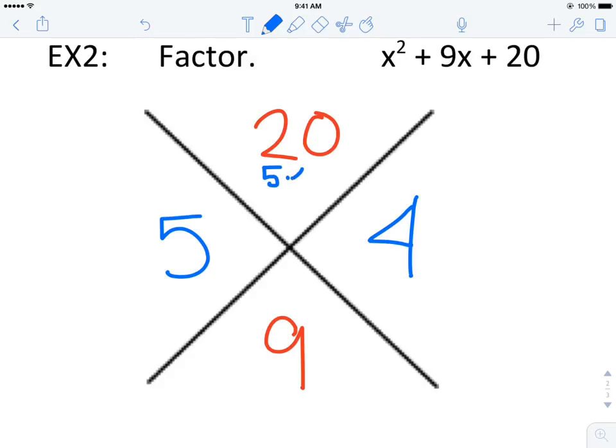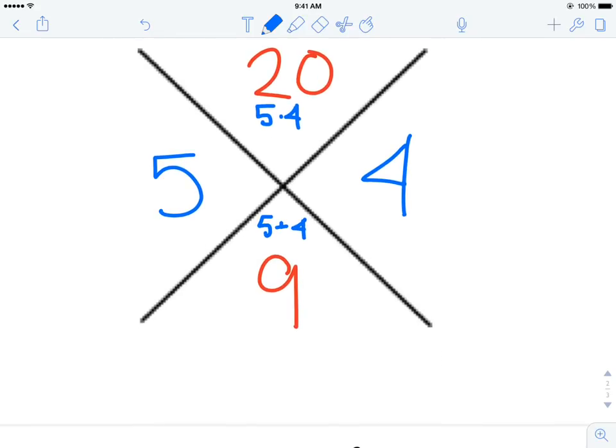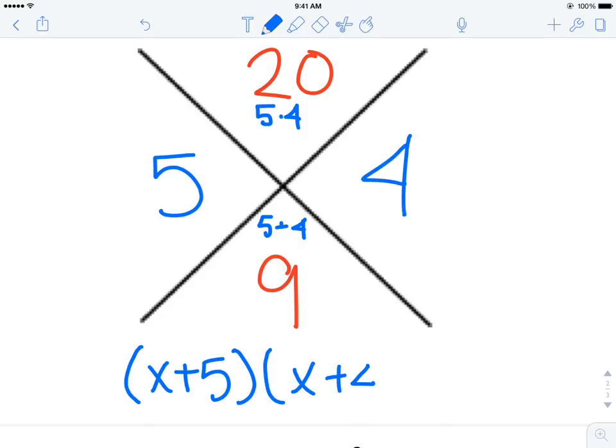If I want to write it up here, I can. And 5 plus 4 gives me 9. So I can write my final factored form as x plus 5 times x plus 4.